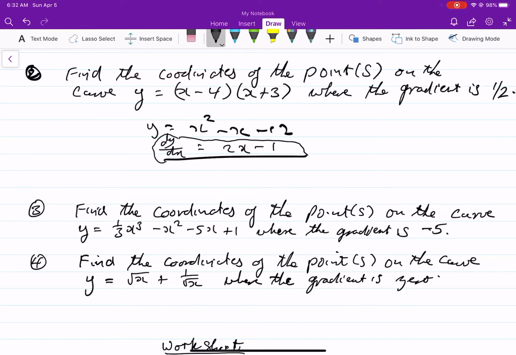Yes, dy/dx is equal to 2x minus 1. We want the point or points on this curve where the gradient is a half. So we will simply equate dy/dx to a half. That means that 2x minus 1, which represents dy/dx, is equal to a half, from which we can solve for x.